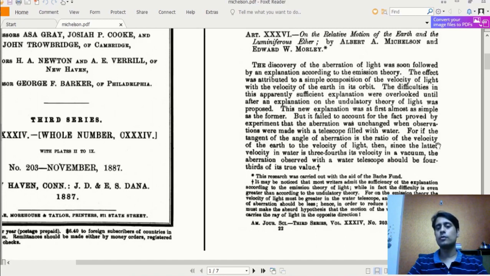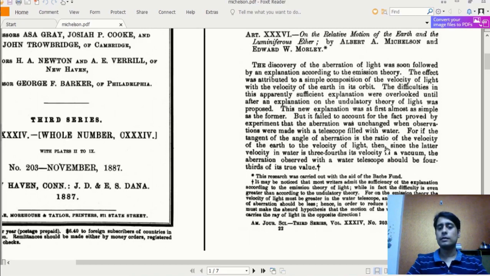And the speed of light was calculated in such experiments. For if the tangent of the angle of aberration is the ratio of the velocity of the Earth and the velocity of light, the arrangements were made such that the light entering, and the measurements were made in which tan theta for the angle was equal to the velocity of the Earth divided by the velocity of light.